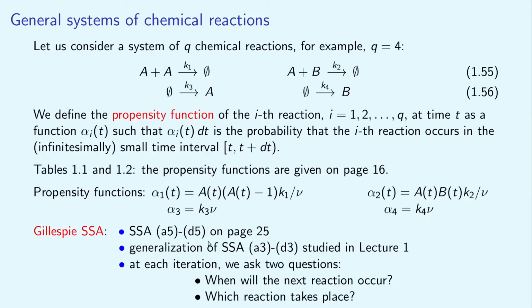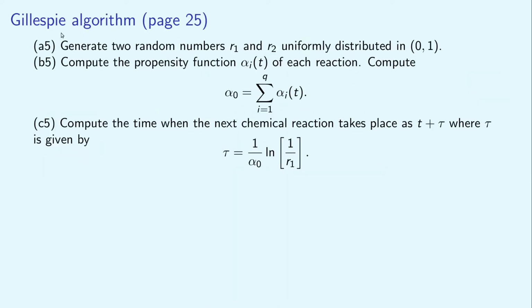It is a generalization of the SSA A3D3, which we discussed in lecture 1 and implemented in MATLAB in lecture 2. At each iteration, we ask two questions. When will the next reaction occur? And which reaction takes place? Each iteration of the Gillespie algorithm is written in terms of 4 steps. First, we generate two random numbers R1 and R2 uniformly distributed in the interval 0, 1. In step B5, we compute the total propensity function alpha 0, which is the sum of propensity functions of all reactions.